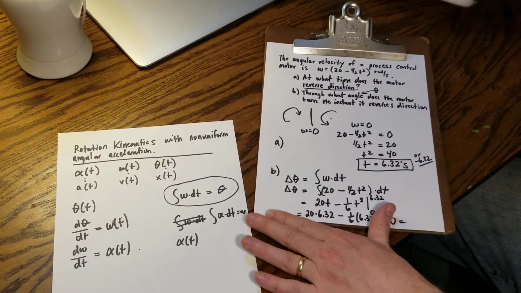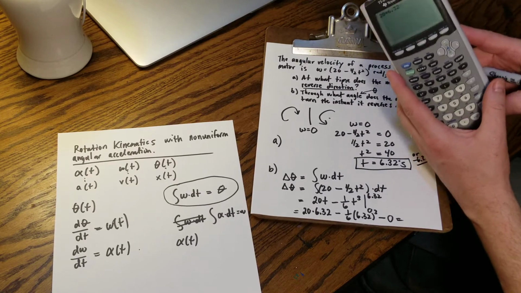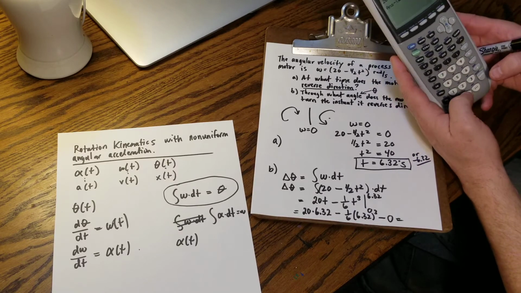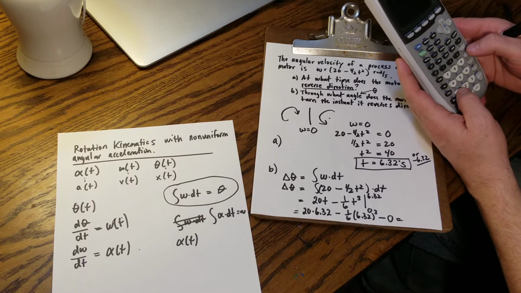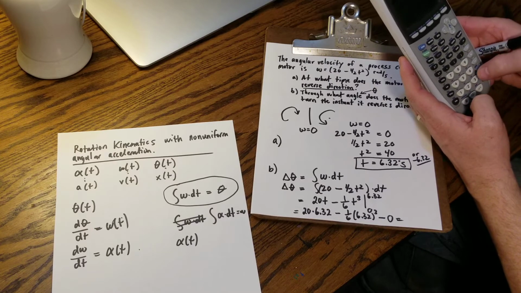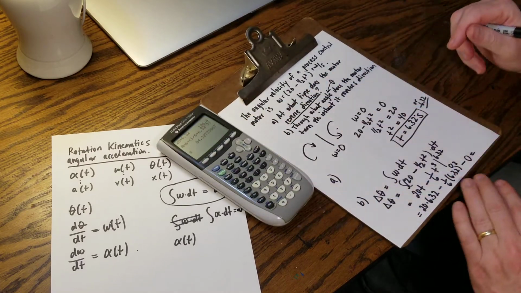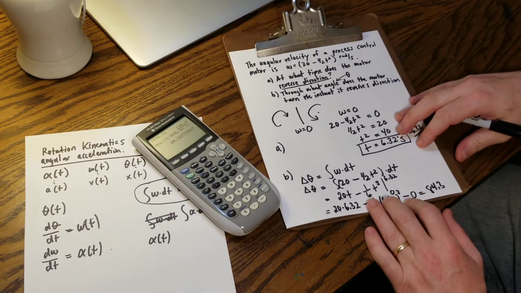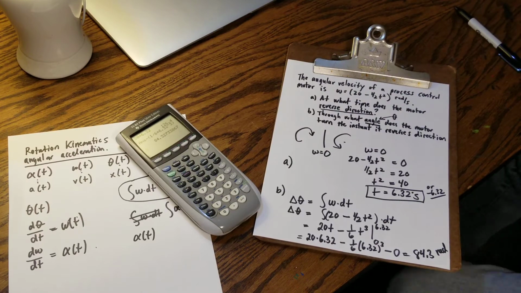And we can solve all of these: 20 times 6.32 equals 126.4, minus, in parentheses just in case, 1 divided by 6 times 6.32 cubed, minus 0, gives us 84.3 radians. The question says, what angle does it go through?